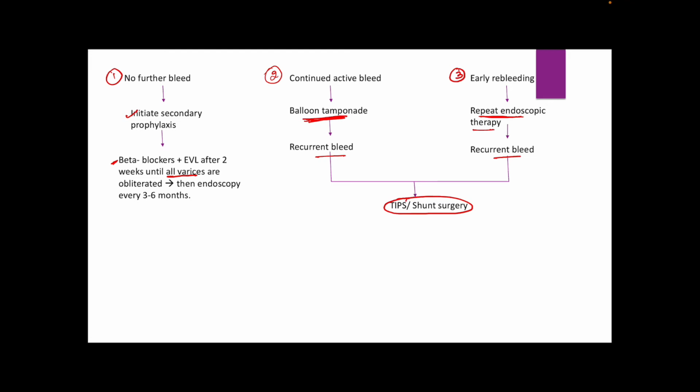And TIPS is what we prefer over a shunt surgery. And very important to remember, a very important major adverse effect of TIPS is hepatic encephalopathy. And other long-term measures that can be taken in case of failure of initial treatment, apart from TIPS and shunt surgery, also include liver transplantation.